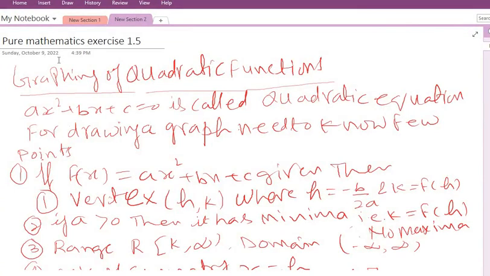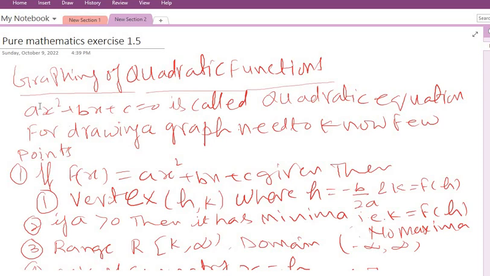I'm your teacher, trying to explain to you exercise 1.5, which is graphing of quadratic functions. Why am I telling you this? Because graphing a linear function is very easy, but a quadratic function needs you to know a few points. Then you can practice at home also. That's why I am giving you this.